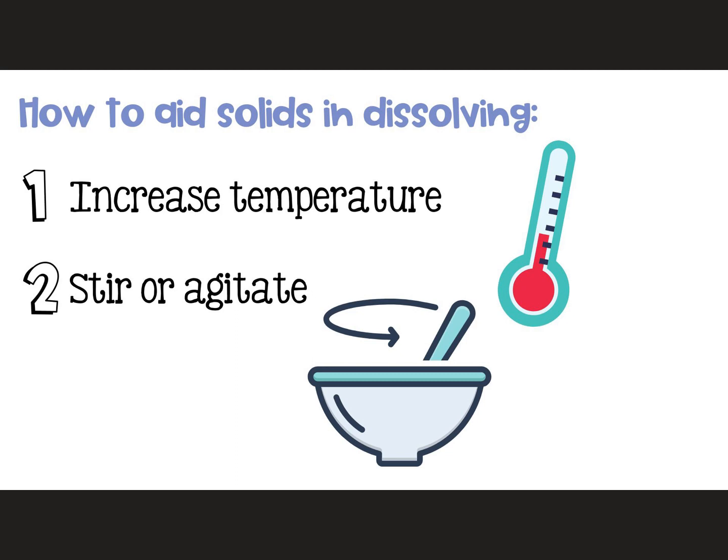One way is to increase the temperature. This is because the particles move quicker. They can spread further away from each other, and there's more space for the water to surround them. Another option is to stir or agitate the mixture. This will distribute the particles more.